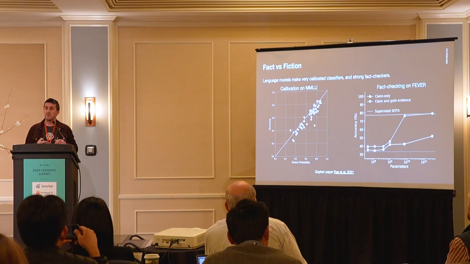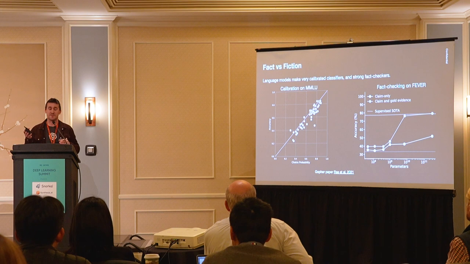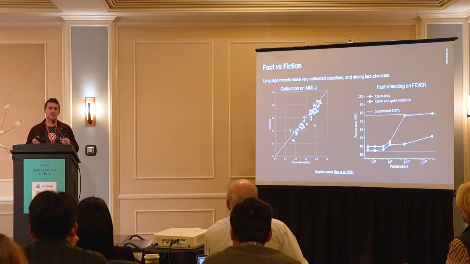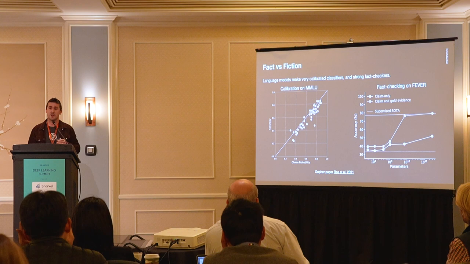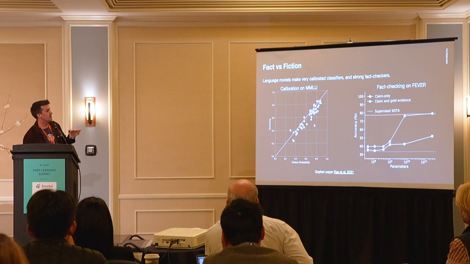So they become more and more calibrated classifiers, and they also become better fact checkers, which might feel a bit weird, because we're going to see later they also become worse hallucinators. So when we take a language model and put it in the classification scenario, which is much closer to its original training task of just measuring the probability of text, this is a result that we had from DeepMind in the Gopher paper.